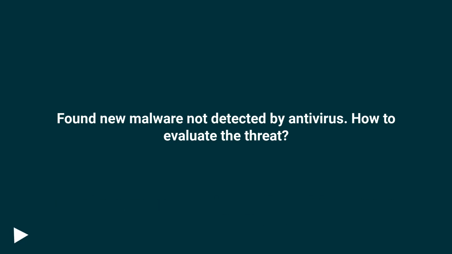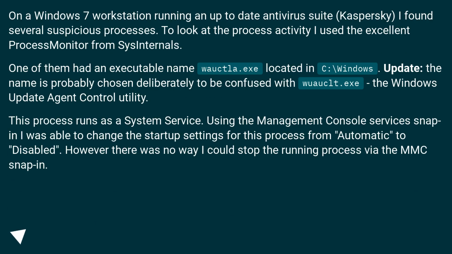Found new malware not detected by antivirus. How to evaluate the threat? On a Windows 7 workstation running an up-to-date antivirus suite, Kaspersky, I found several suspicious processes. To look at the process activity, I used the excellent Process Monitor from Sysinternals.